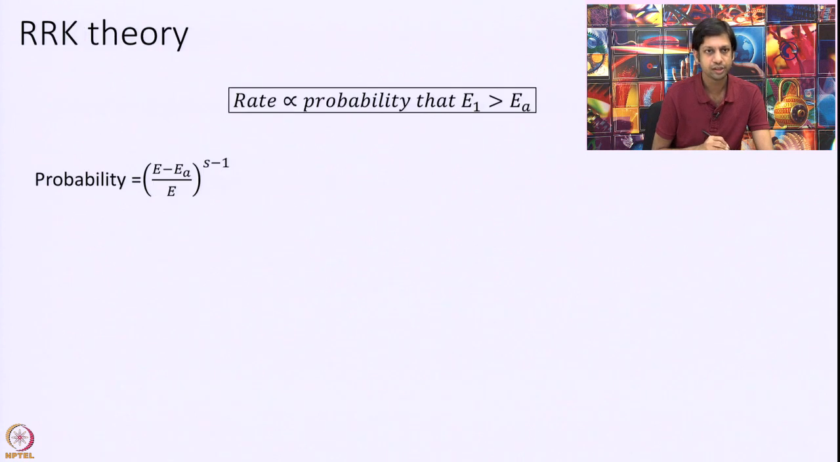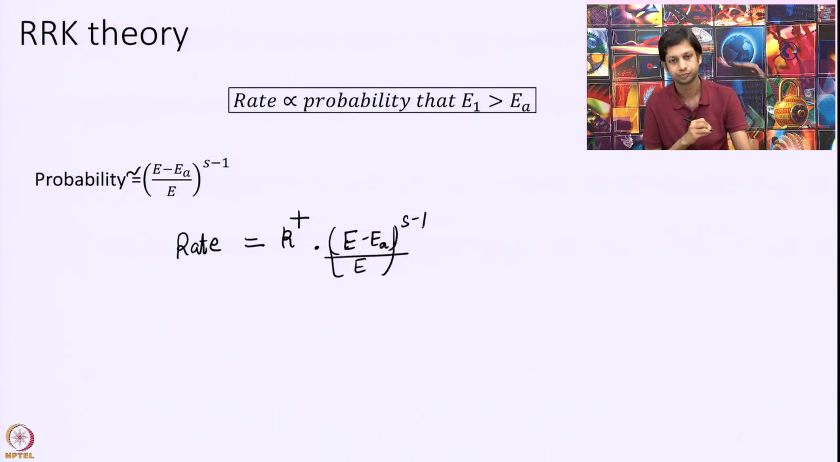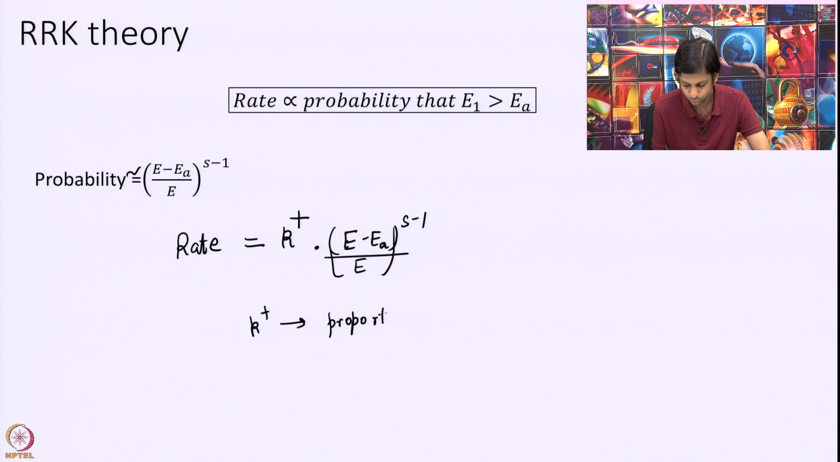Okay. So, finally, remember that the rate is considered proportional to the probability that E1 is greater than EA, and that probability we have shown to be approximately equal to this, (E minus EA) over E to the power of S minus 1. So, the rate is then proportional to this probability. So, I put some proportionality factor, where k dagger is a proportionality constant.